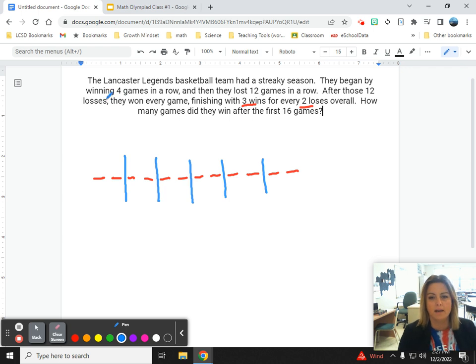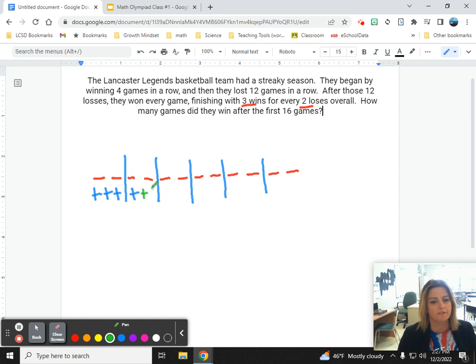And they began by winning 4 games in a row, so I'm going to do those in blue. So 3 go here and 1 goes here. Okay, I'm going to change color just so you guys can see. So this takes care of what I know here. And then after those losses, they won every game, finishing with 3 wins for every 2 losses.